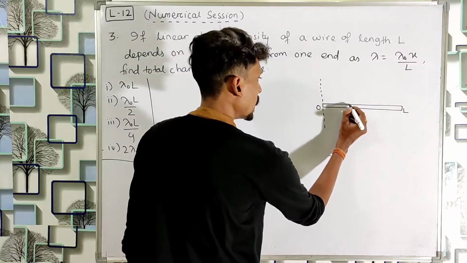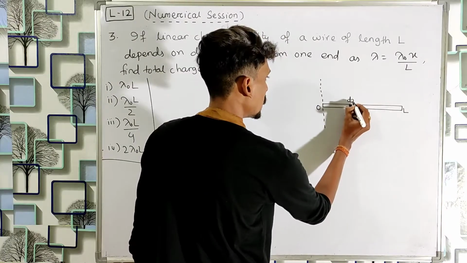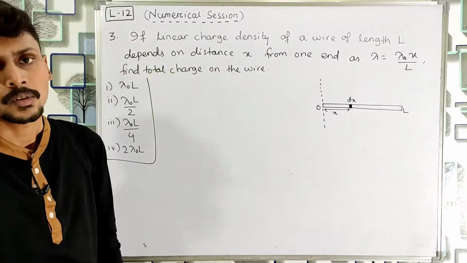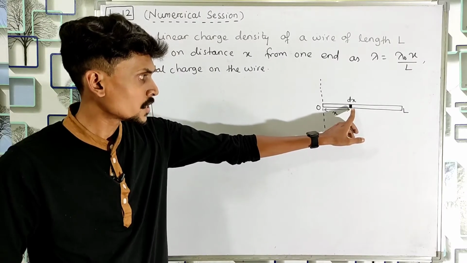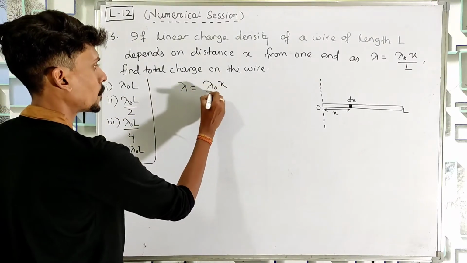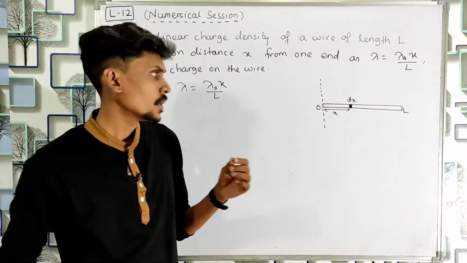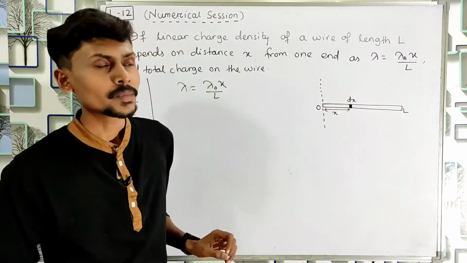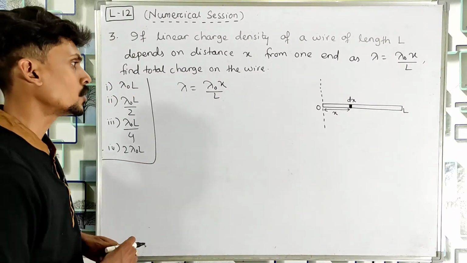So we have to choose a small element of thickness dx at a distance x from the end O. So what is the linear charge density at this location? The linear charge density is equal to lambda naught x by L. Is that clear? And since we have considered a very small element, the thickness is very small, so we can assume that at every point on the element, the linear charge density is almost constant. So what will be the total charge on the element?